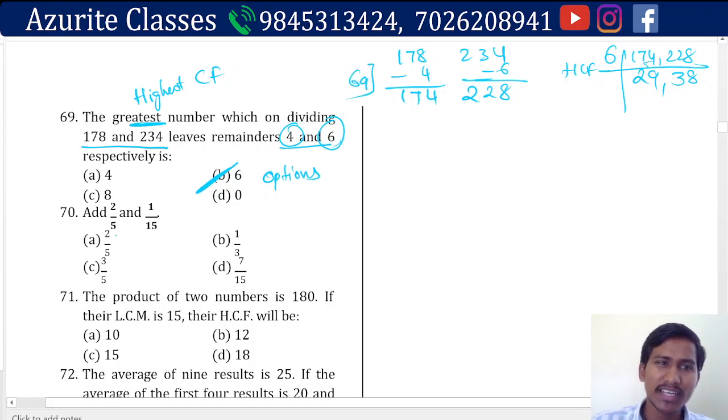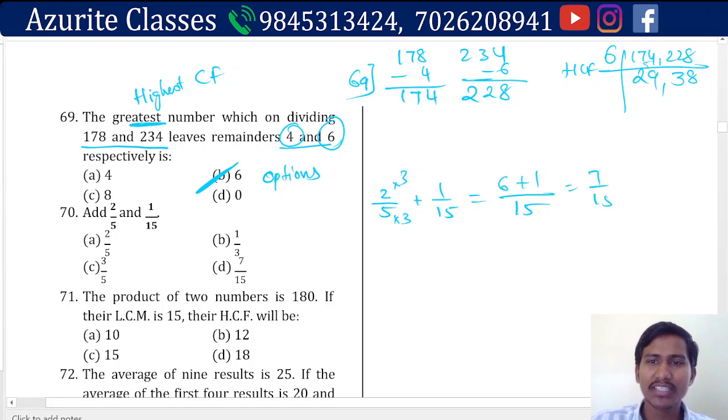Now question 70: add these two numbers, very easy. 2 by 5 plus 1 by 15. 5 threes are 15, so we have to multiply here with 3. So 15 will be the LCM. 2 threes are 6, 6 plus 1, so 7 by 15 is the answer. Option is D. Got it?